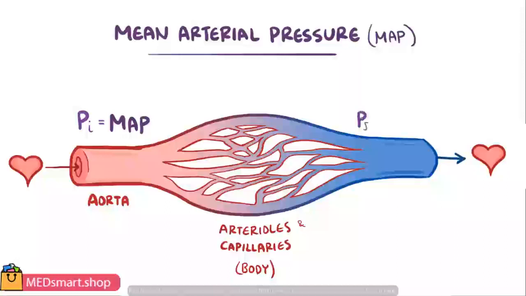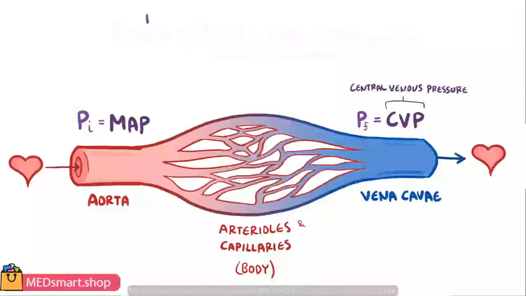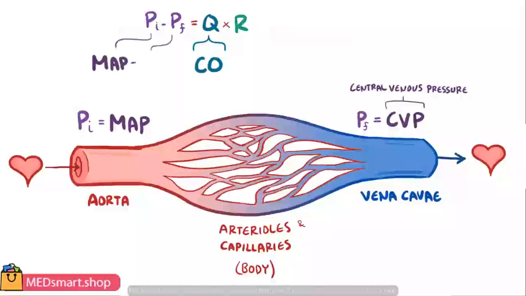And the final pressure over here is the pressure in the veins, or the central venous pressure, or CVP, in the vena cava right before they enter the right atrium. Looking back at our equation, pressure initial minus pressure final equals flow rate times resistance. The flow rate is the total blood flow through all of the blood vessels and organs, which is also called the cardiac output, and is measured in liters per minute. Pressure initial is also mean arterial pressure, and pressure final is central venous pressure.